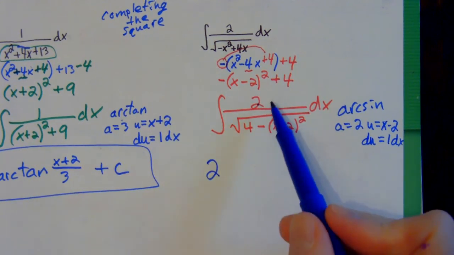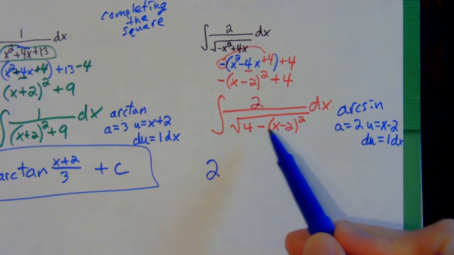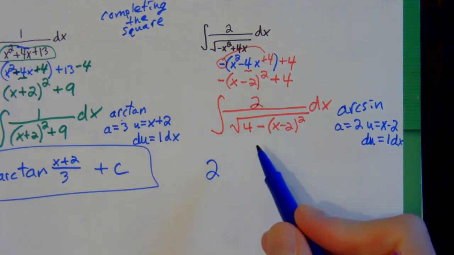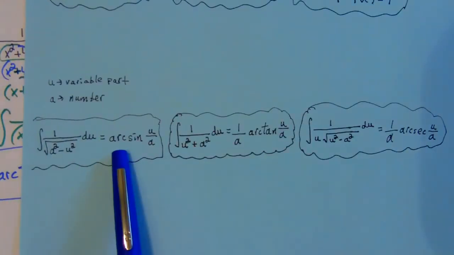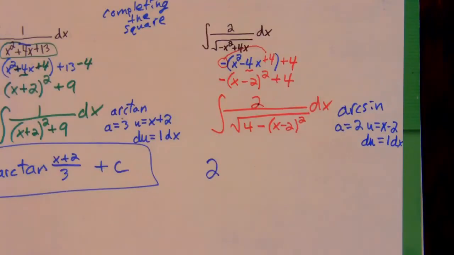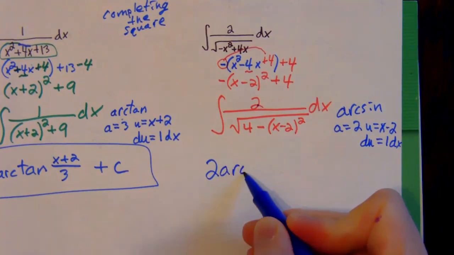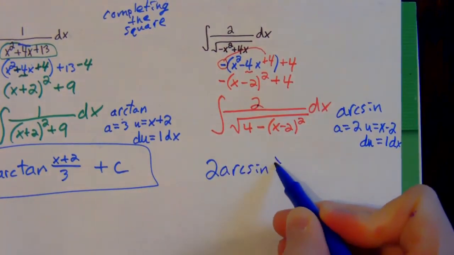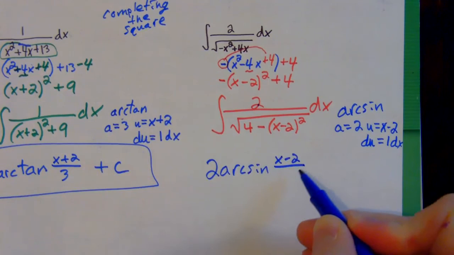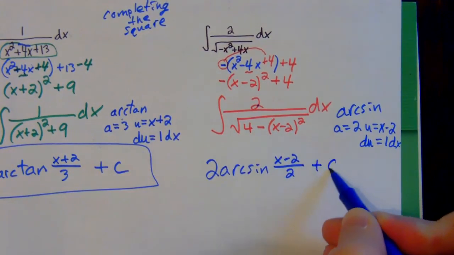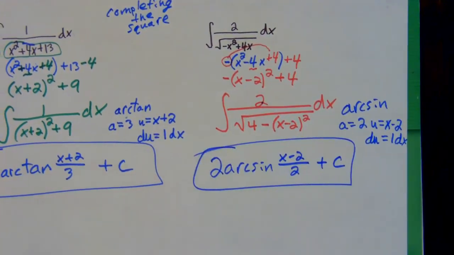And then when you integrate the 1 over square root of a squared minus u squared, there is no 1 over a in front. You're just gonna go straight to arc sine of u over a. So we're gonna have arc sine of the variable part, the u part, over the a, which is 2, and then we tag on the plus C, and then we're done.